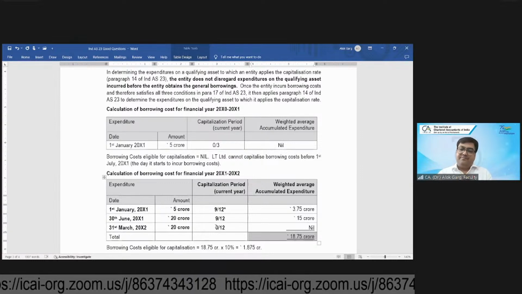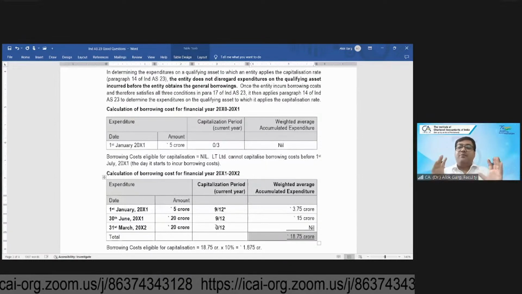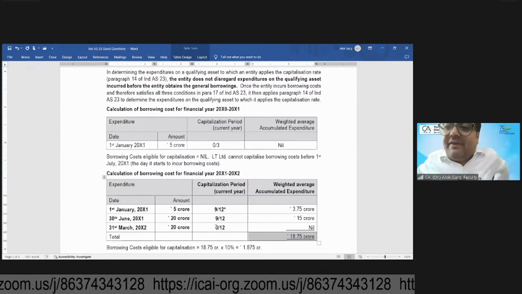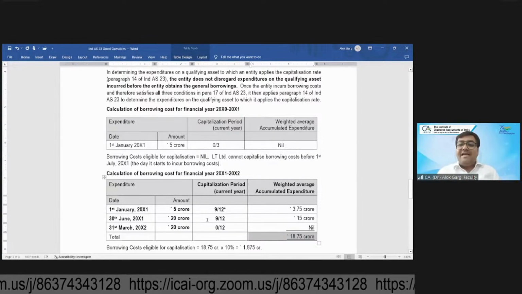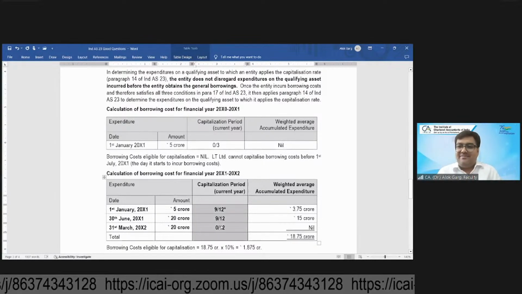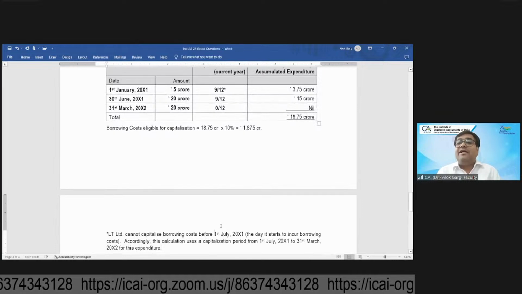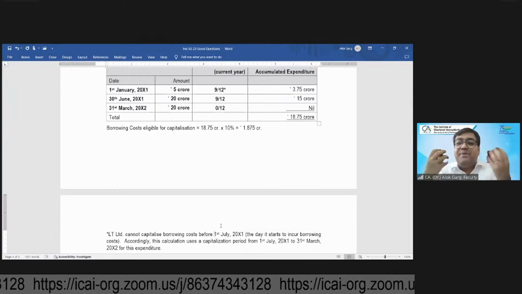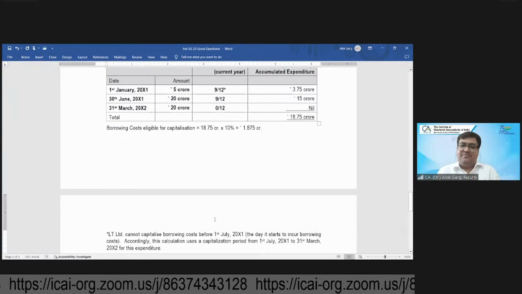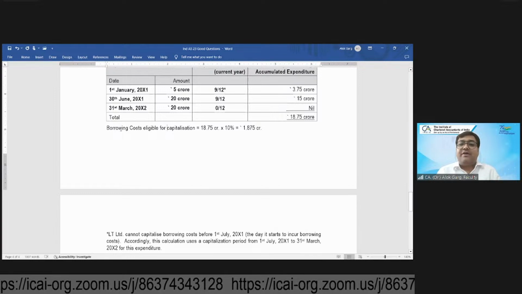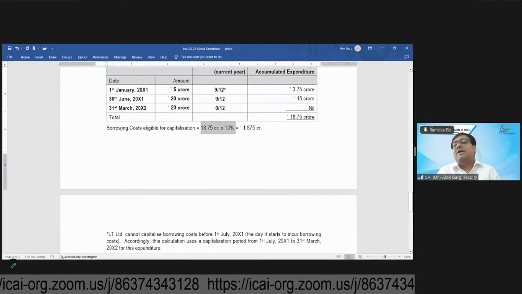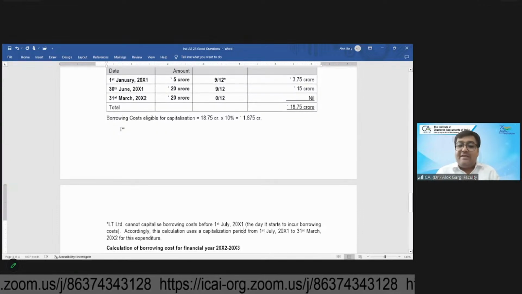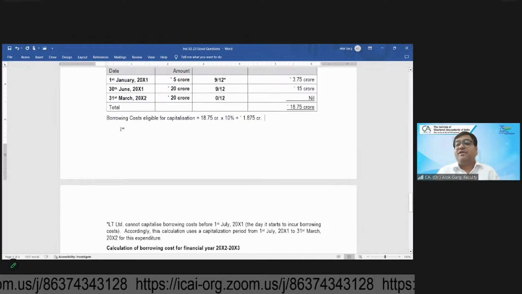I have computed for 20x1-x2 my weighted average accumulated expenditure, and it gives me 18.75 crore. Now, since I have already given the weightage of the time period, I have computed the weighted average accumulated expenditure during the period for which I am paying the interest cost. So now what is my borrowing cost eligible for capitalization? 18.75 crore multiplied by the interest rate, which is 1.875 crore. Correct? LT Limited cannot capitalize borrowing cost before 1st July 20x1.